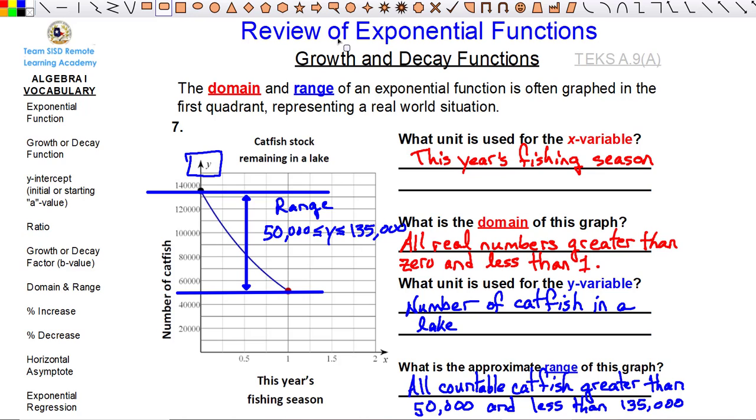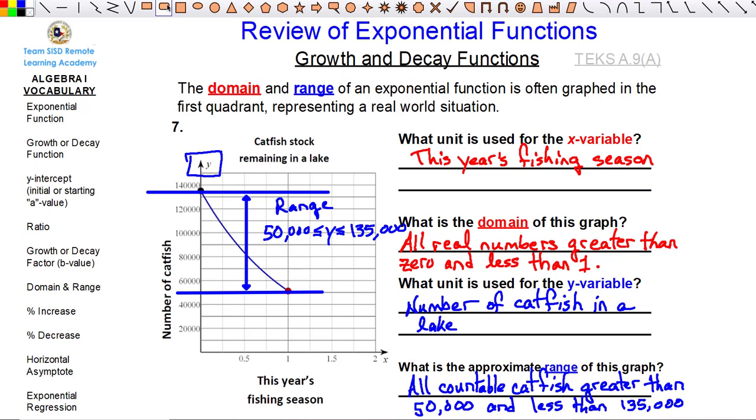So we can say that the range is all countable fish. Remember, countable, we can never have half of a fish. How can half of a fish be swimming? Even baby fish are still counted as fish. So all countable catfish greater than 50,000 and less than 135,000. So this lake is stocked with 135,000 fish initially, and by the end of the season, it only has 50,000 fish left.